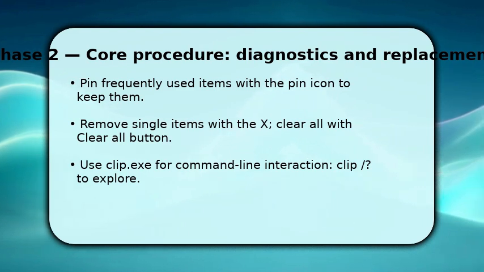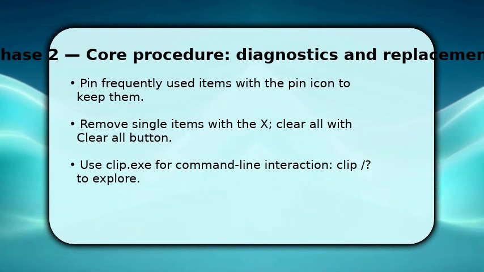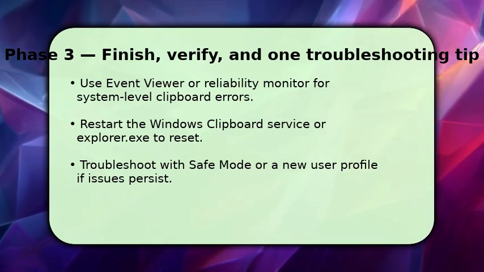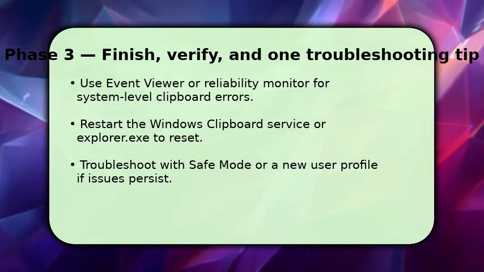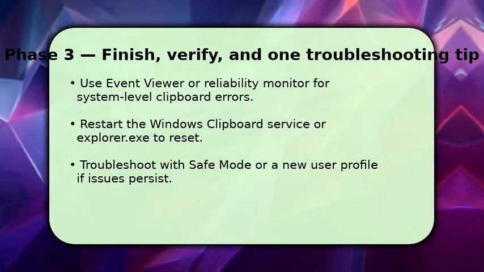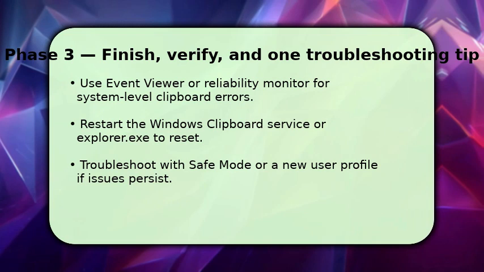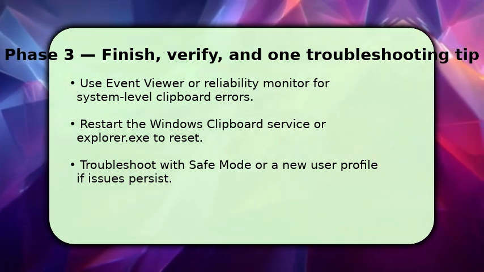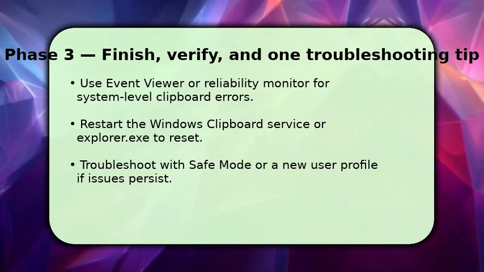Finish by verifying advanced behavior. If clipboard items disappear, restart explorer.exe or sign out and sign in, that often restores clipboard functions. For persistent problems, check Event Viewer for related errors, run sfc /scannow, or test in a new user profile to isolate the issue. If sync fails, confirm network and Microsoft account status.